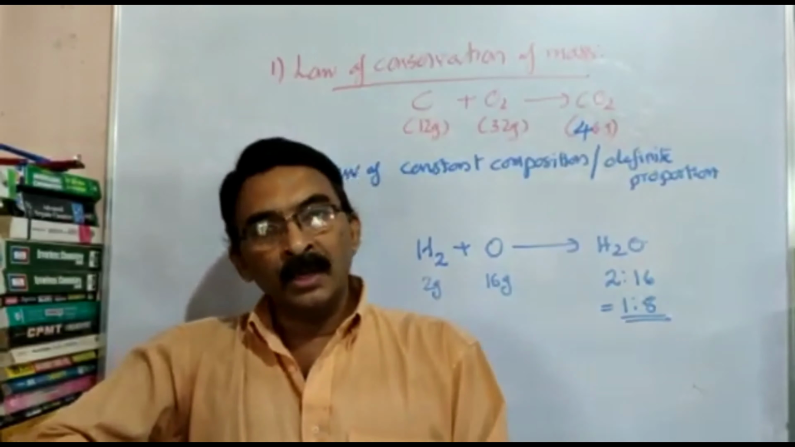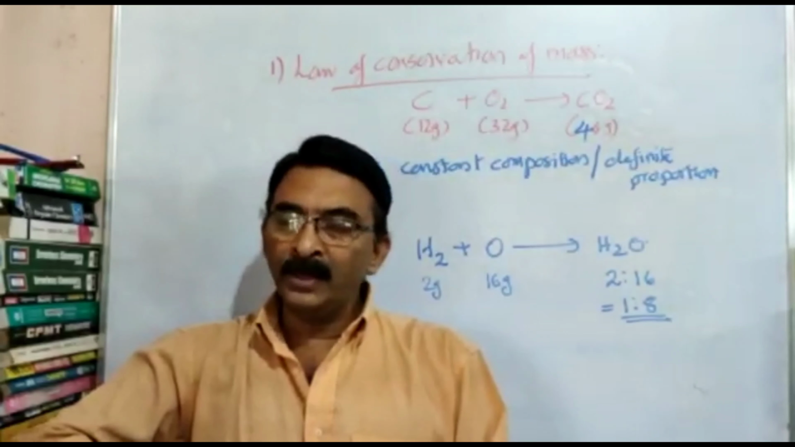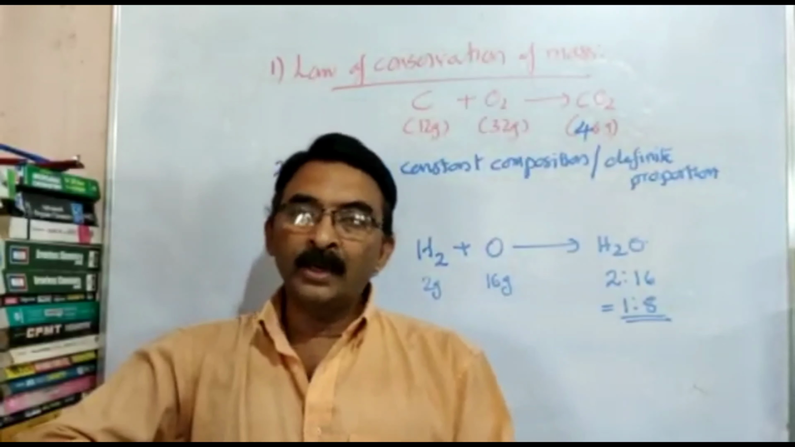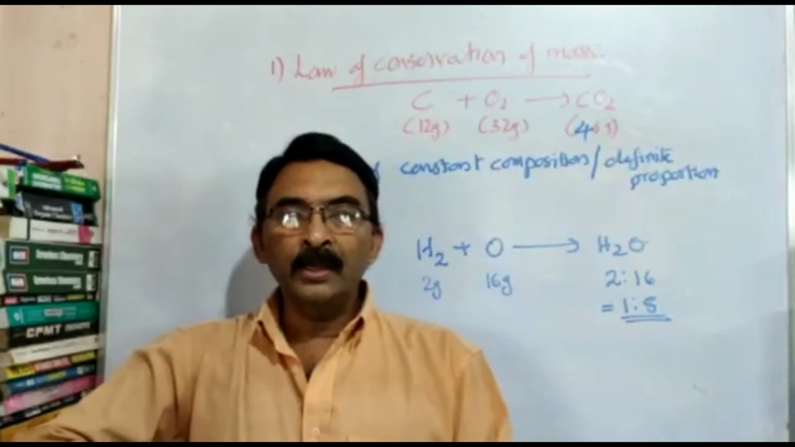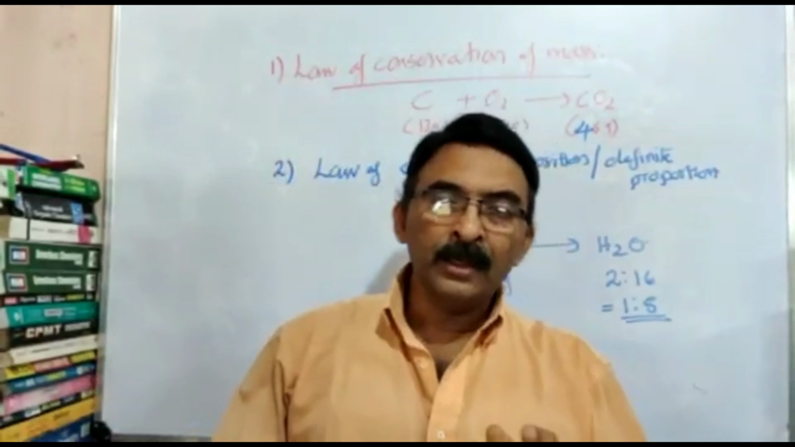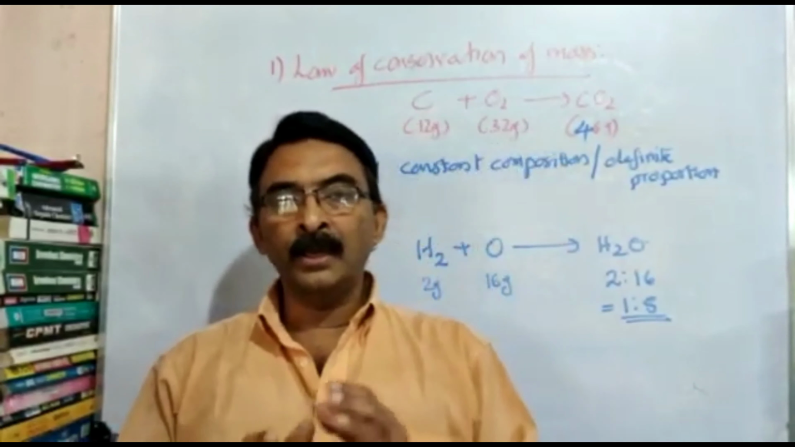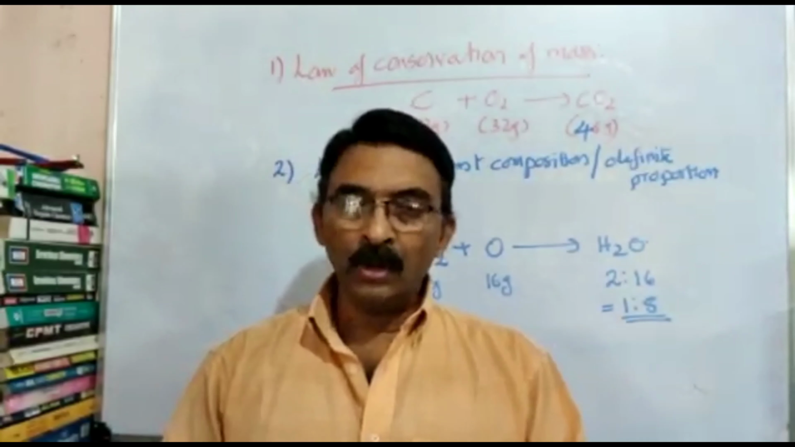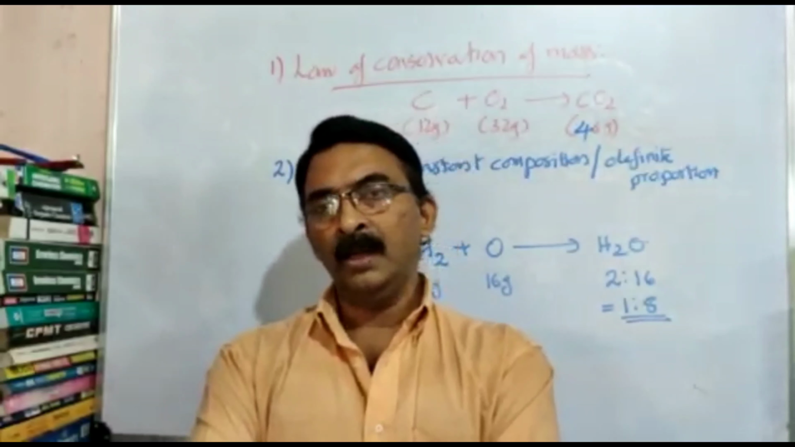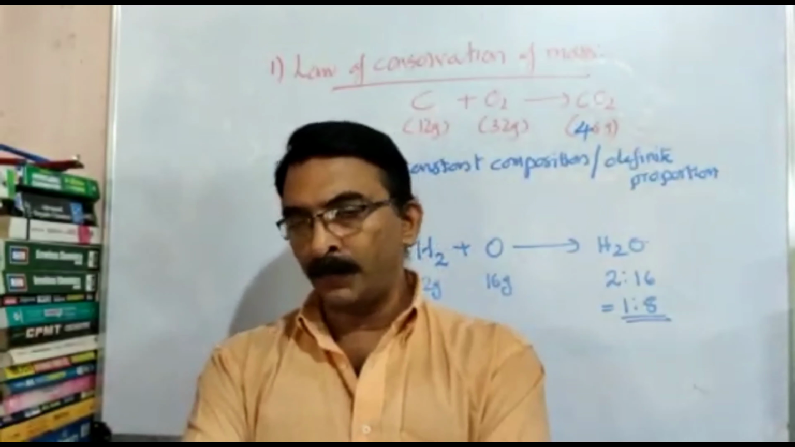For example, you can get samples of pure water from different sources like rainwater, well water, sea water, river water, etc. You take the sample after purification, take a definite mass, decompose it, collect the hydrogen and oxygen formed, and take the ratio. It will always be this 2:16. That is the content of the second law, which states that a particular compound contains the same elements combined in the same fixed proportion by mass.